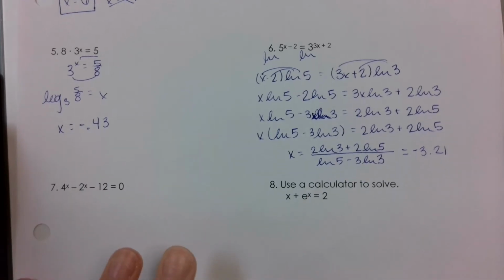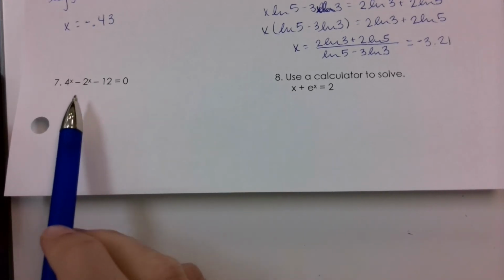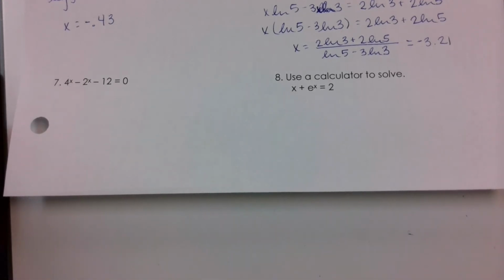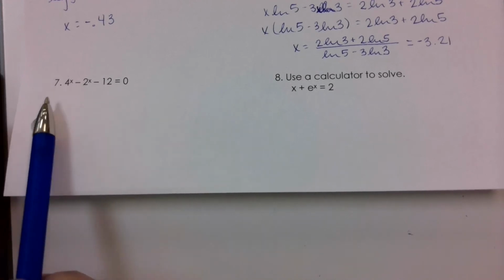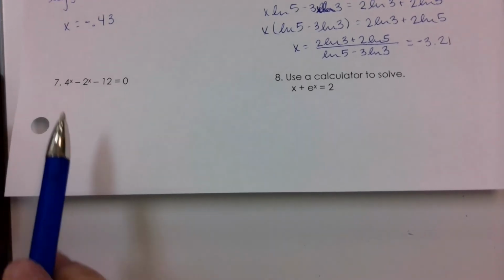Alright, so looking at number 7. This one's a little tricky. So we've got 4 to the x minus 2 to the x minus 12 to the x. So what are our thoughts? We can't pull out a 2 because it's your base here. So we can't pull stuff out of the base. Could we rewrite so that we have the same bases? At least for some of them? How could you rewrite 4?